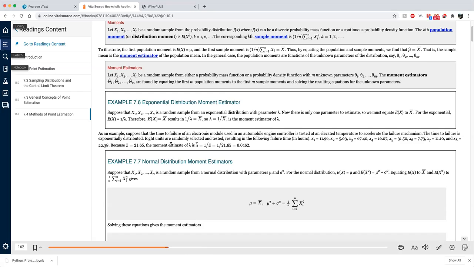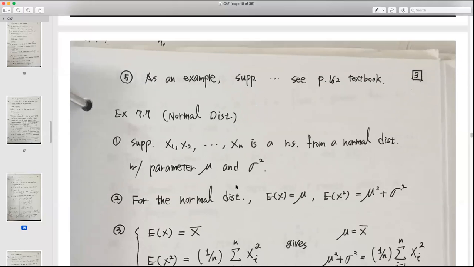Then the moment estimator of lambda, lambda hat, is going to be 1 over x bar, which is 1 over 21.65, which is 0.0462. Okay, so that's the application of the point estimator of the exponential distribution. Let me go back to the lecture notes.